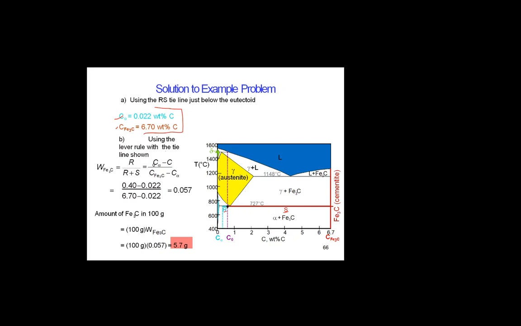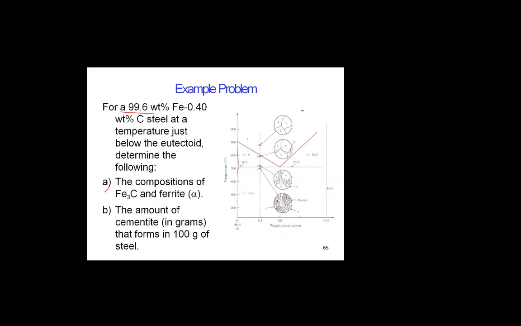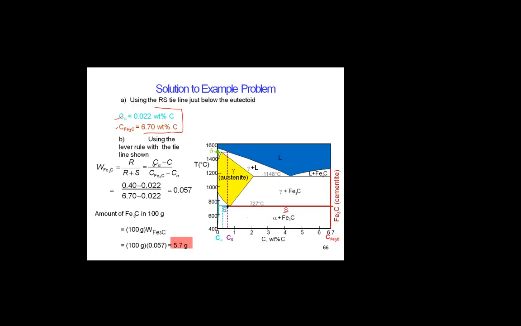And now we are moving toward using the lever rule with the tie line. So what was the first question? The composition of Fe3C and the alpha ferrite regarding this 99.6 percent iron and 0.4 percent carbon, as you can see. This figure explains this particular composition, and from this we can identify it.